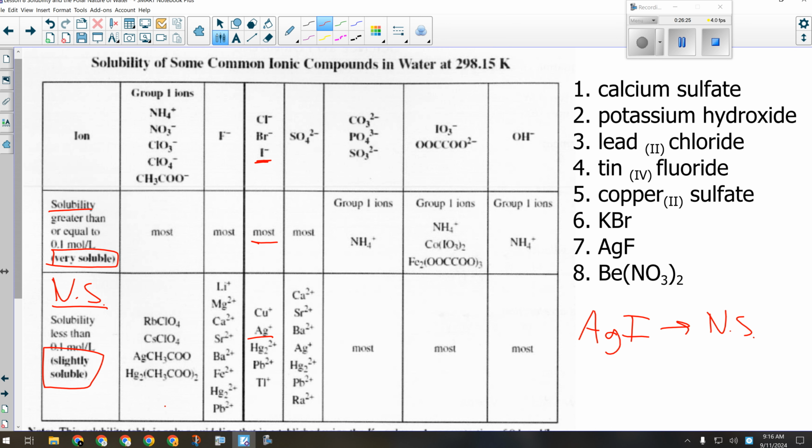So that one is not soluble. If I had, let's go with, lithium nitrate.